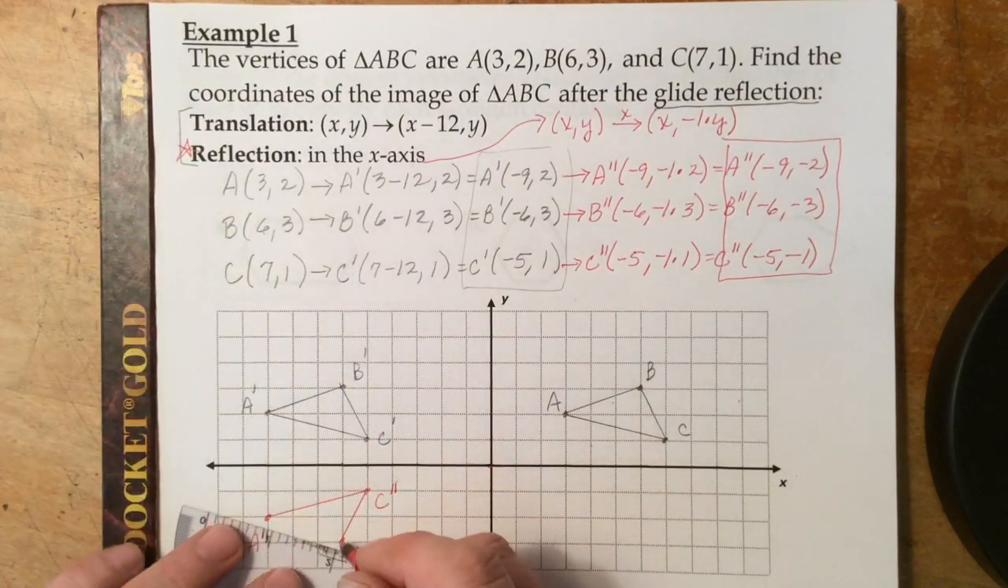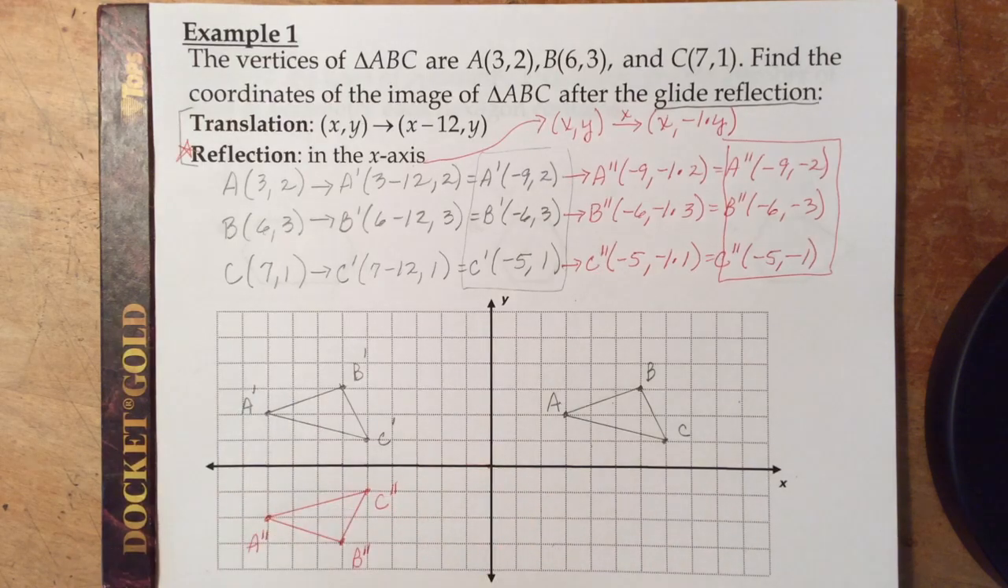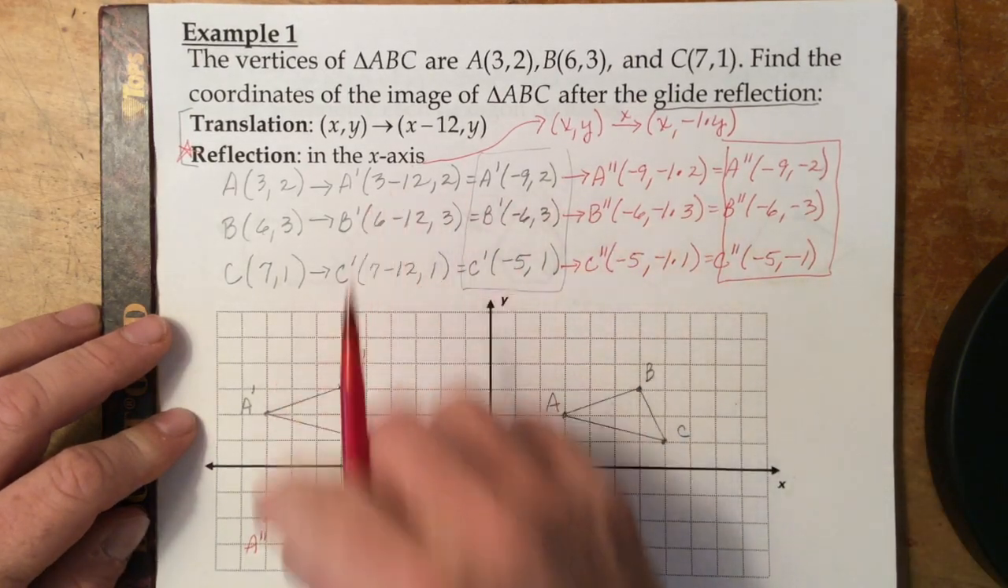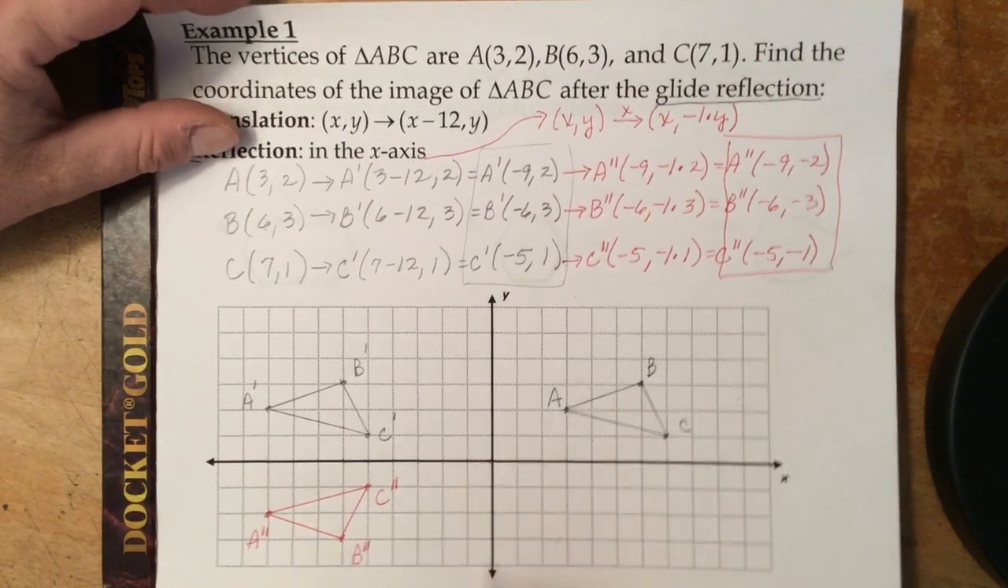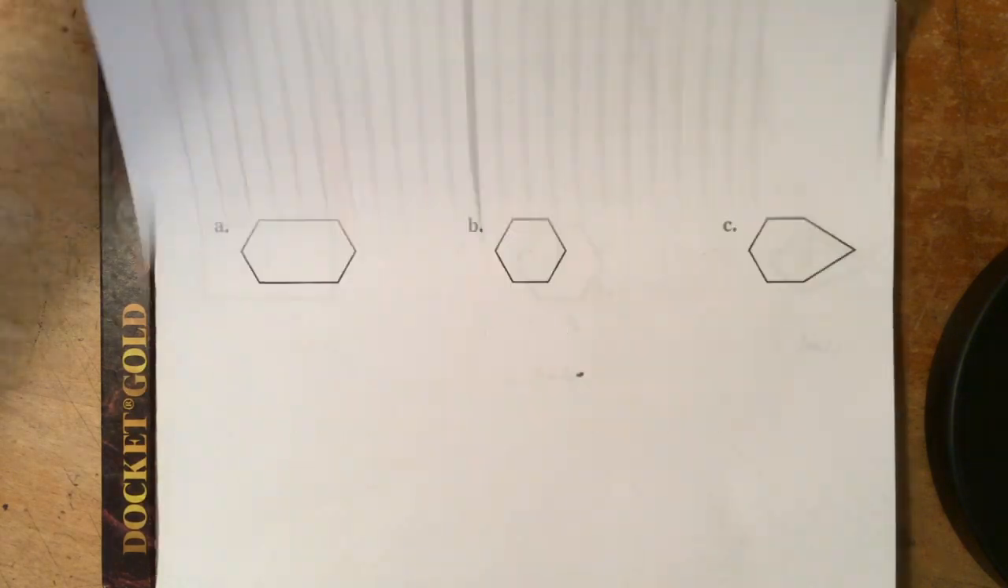And remember, the glide reflection is always a slide and a flip. A horizontal slide and a flip. And there's your resulting image.